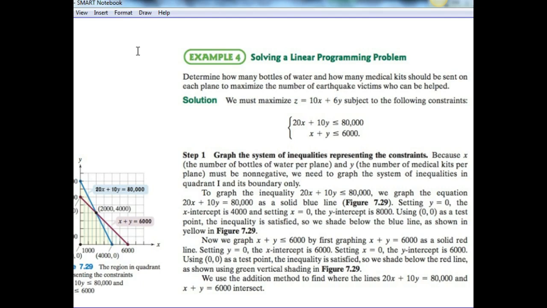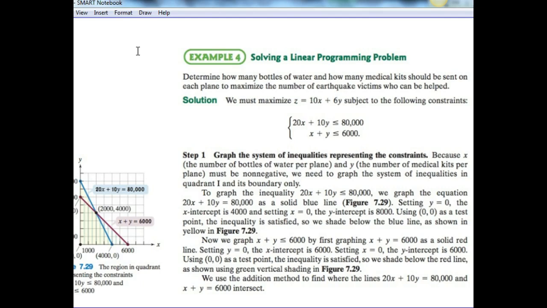Linear programming, folks, is a very complicated problem. It's not just a quick 2 or 3 step problem. Even though it is broken down into steps, these are complicated steps, as you know many things are in calculus.